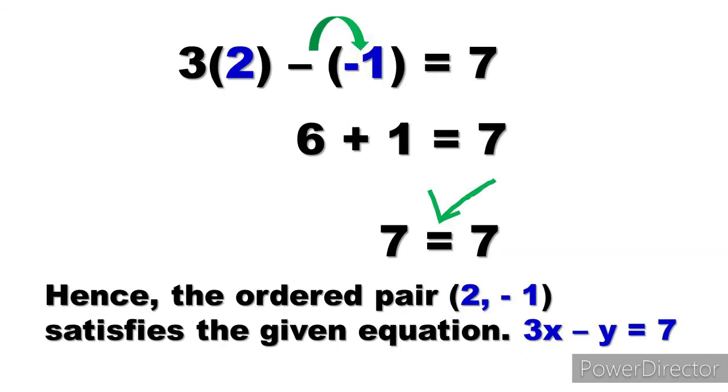Okay, now simplify. 3 times 2 equals 6. And then, minus negative 1. Or, i-distribute lang natin yung sign. Yung negative times negative equals positive. Therefore, we have positive 1. Okay, and then we have 6 plus 1 equals 7. 6 plus 1 is 7. So, 7 equals 7 is correct or true. So, hence, the ordered pair, positive 2, negative 1, satisfies the given equation.